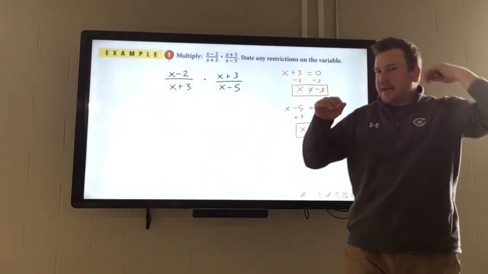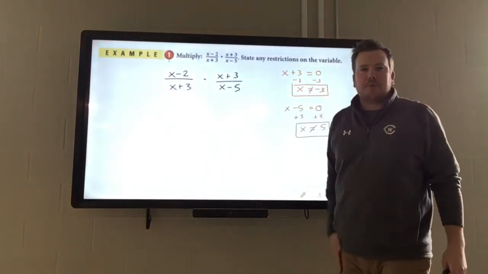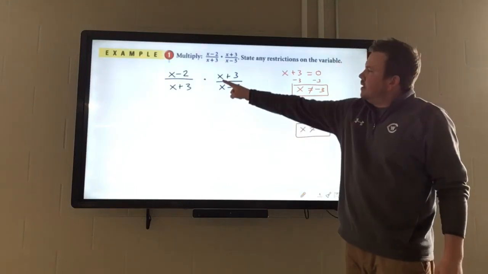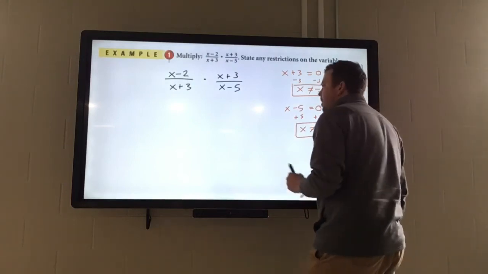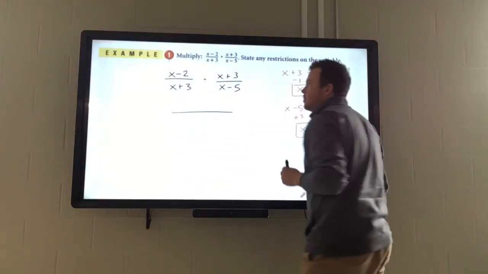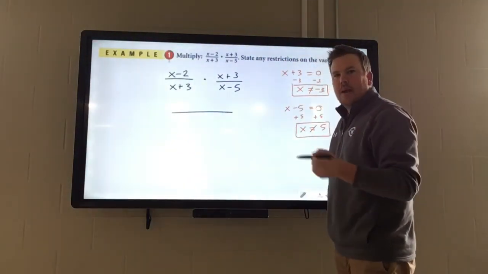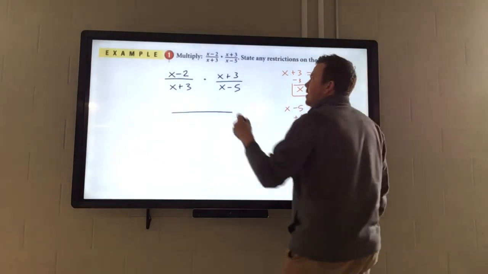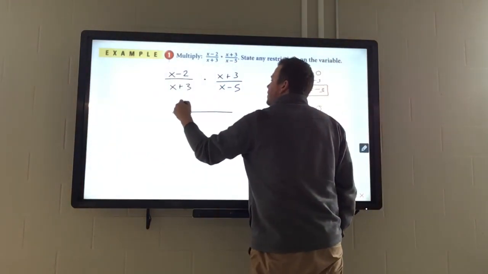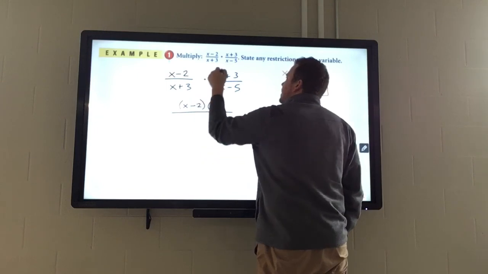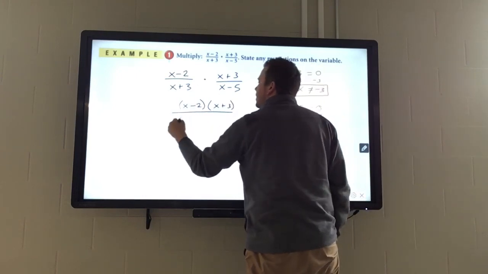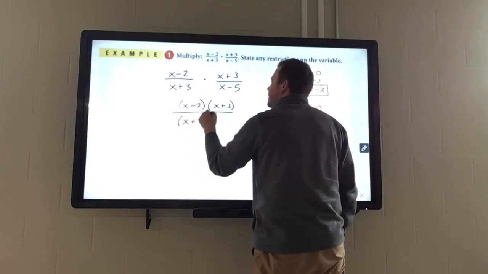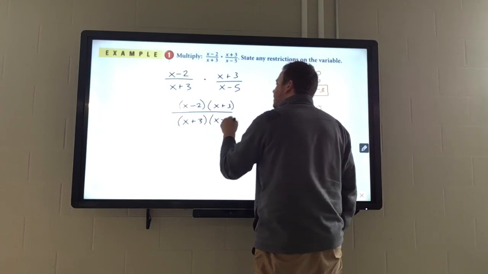Now, let's go back to the operation we're performing here. So we're going to multiply this fraction by this fraction. When we multiply fractions, we know we multiply the numerators together, and we multiply the denominators together. So we're going to do x minus 2 times x plus 3, and in the denominator we're going to do x plus 3 times x minus 5.